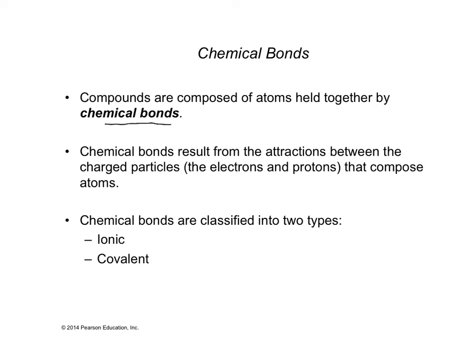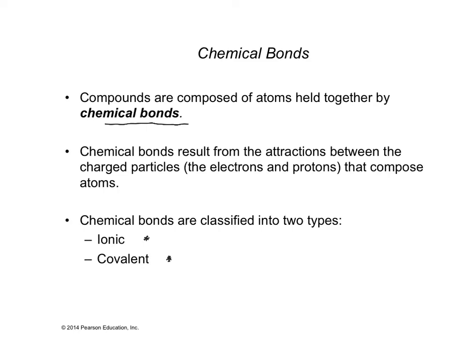So there are two different types of bonds. There are ionic and covalent bonds, and we'll talk about the differences between them. But also important to note that these chemical bonds result in these interactions between the charged particles of the various atoms that we're making a bond with, right?